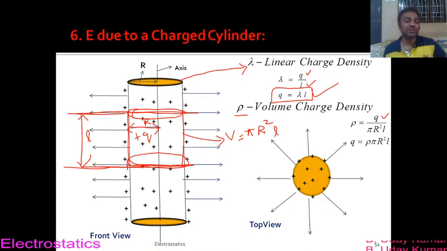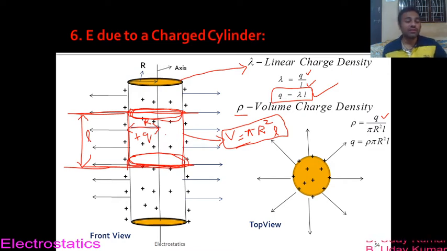In some books, the length of the element is taken as H instead of L. You can take it in any way. Since I am taking it as L here, the volume of the cylindrical element that I have chosen is going to be pi R square L. So this is the volume of this cylinder. Remember, we are getting capital R in the case of volume here. Please try to understand this one.